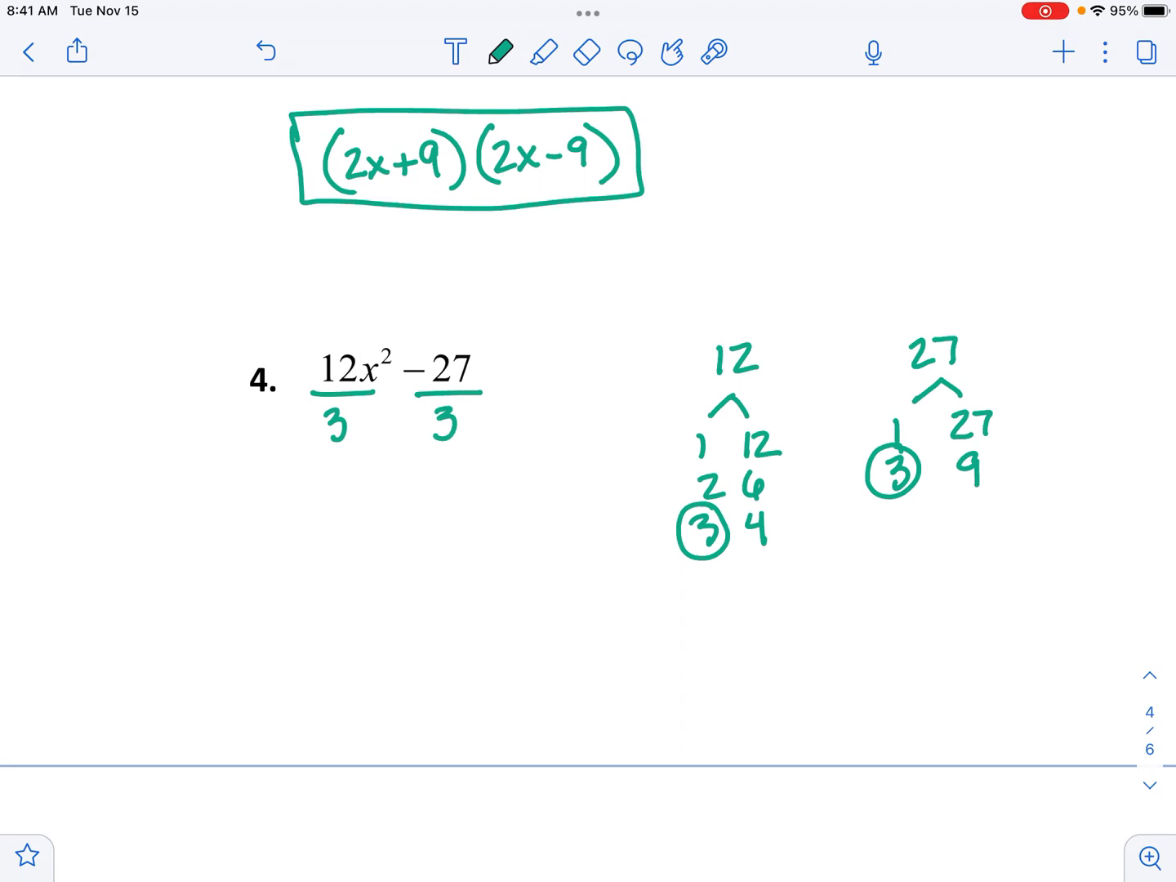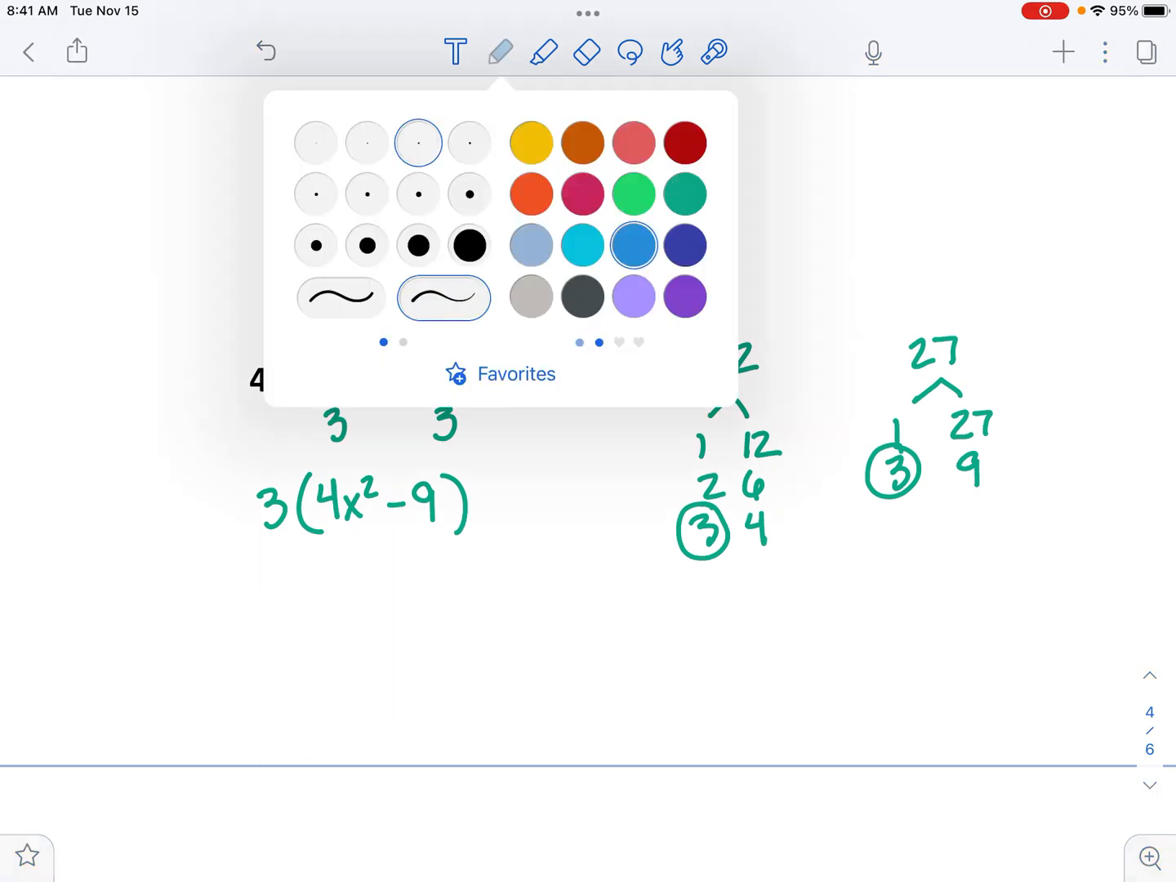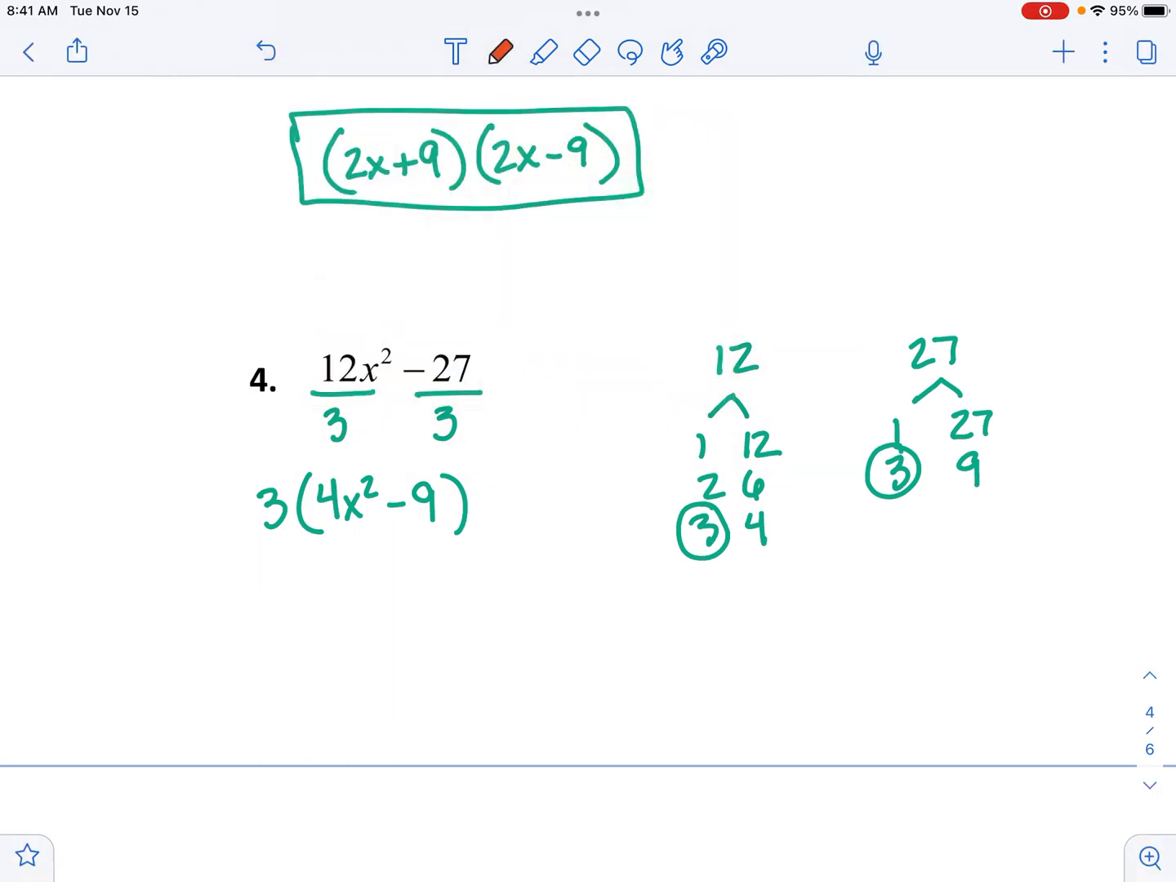I don't have any variables to take out, so remember, GCF would go out front. In the parentheses go the leftovers. 12 divided by 3, I get 4. I'm going to keep that x squared. Negative 27 divided by 3 would be negative 9. Okay. All right, so inside the parentheses, we can now do our difference of squares. We're going to keep this GCF of 3 out front the whole way through, but we're just going to go through and do our difference of squares here.